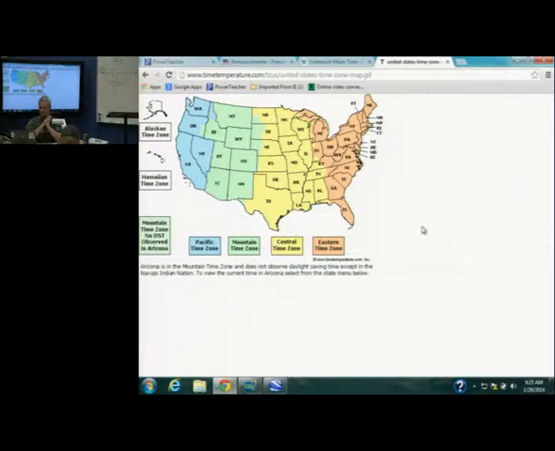Give or take. And how many degrees are in a circle? 360. Yay! If you divide 360 by 24 time zones, how wide is each time zone about? 360 divided by 24. 15.